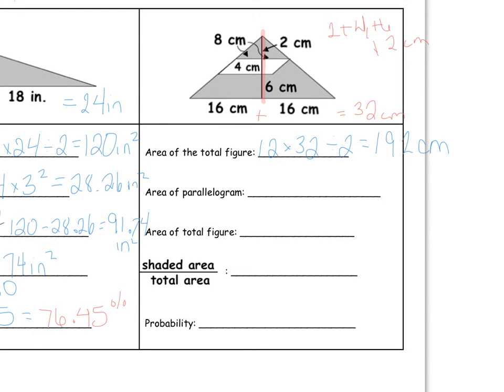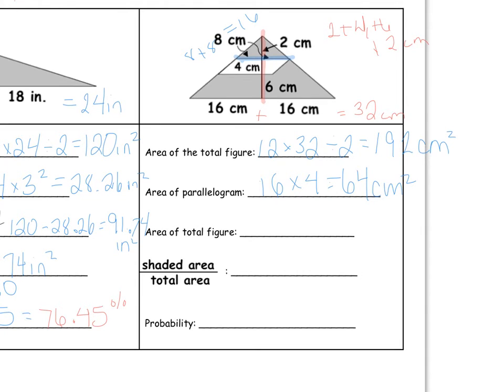And for the parallelogram, we have to do base times height. Well, note that the base is 8 plus 8, which is 16, and the height's going to be 4. So we're going to do 16 times 4 to get 64 centimeters squared.